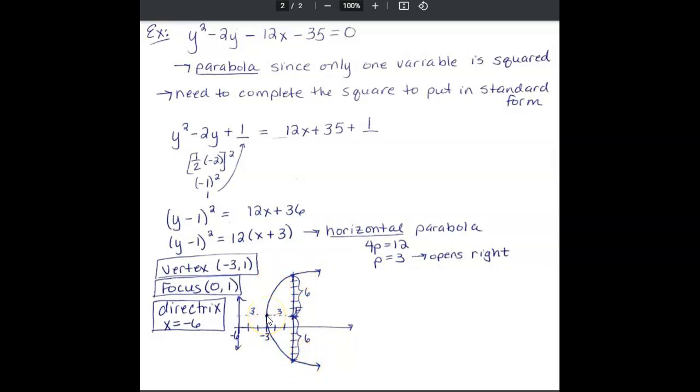And then your directrix would move the opposite direction of the focus from your vertex. So if I move to the right to get to the focus because it opened right, I have to move left to get to my directrix. So if I was already over here at negative 3 and I move left 3 more, this directrix is a vertical line back here at x equals negative 6. So that's my equation of my directrix.